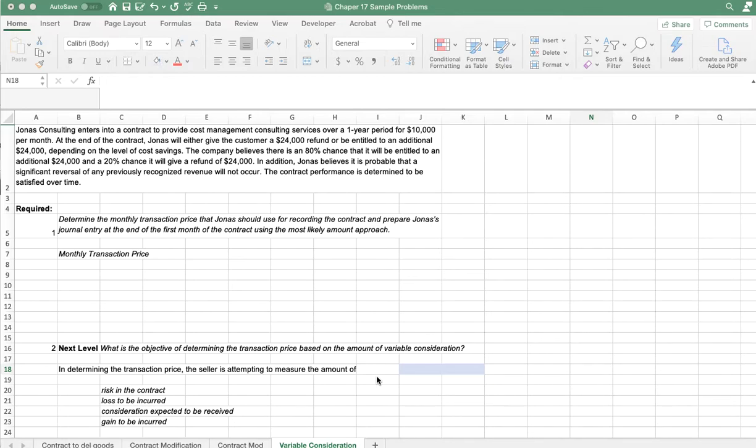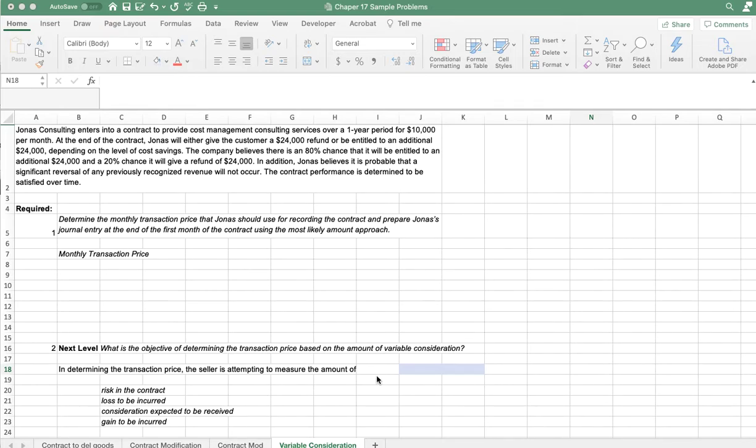In addition, Jonas believes it is probable that a significant reversal of any previously recognized revenue will not occur. The contract performance is determined to be satisfied over time. Determine the monthly transaction price that Jonas should use for the recording of the contract and prepare Jonas's journal entry at the end of the first month of the contract using the most likely amount approach.